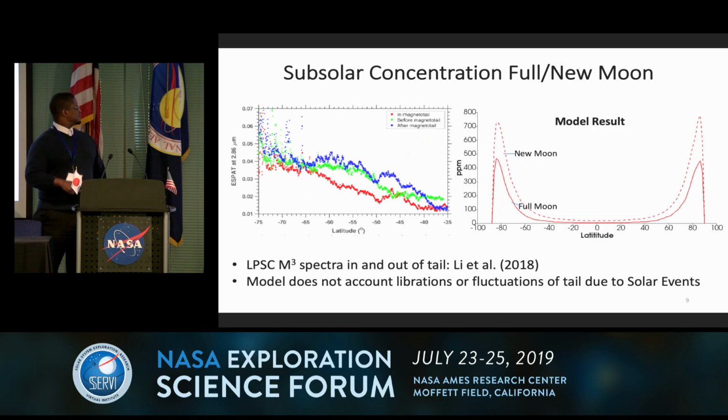Okay, and so this is just a comparison. I grabbed this from Schweili's LPSC result a couple of years ago, and it's showing just a slight difference between the absorption feature in the magnetotail compared to before and after the magnetotail at about mid-latitudes. And just doing a little comparison here to our model result for full moon, shown by the solid red line, when it's in the magnetotail, and new moon when it's outside of the magnetotail, showing a relative difference. That's looking along subsolar latitudes at local noon.